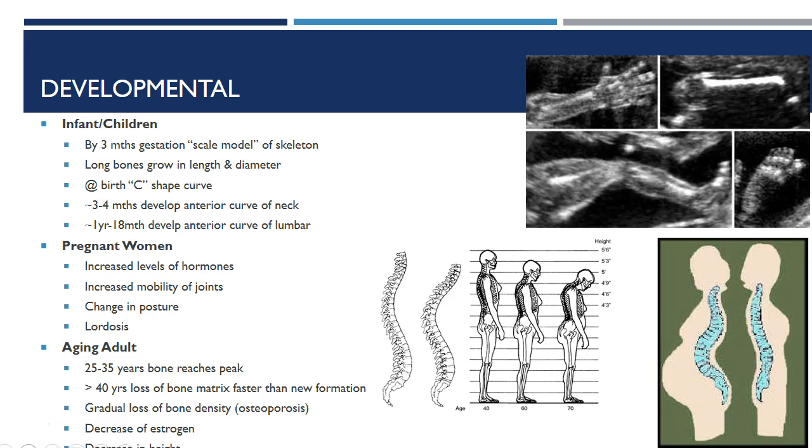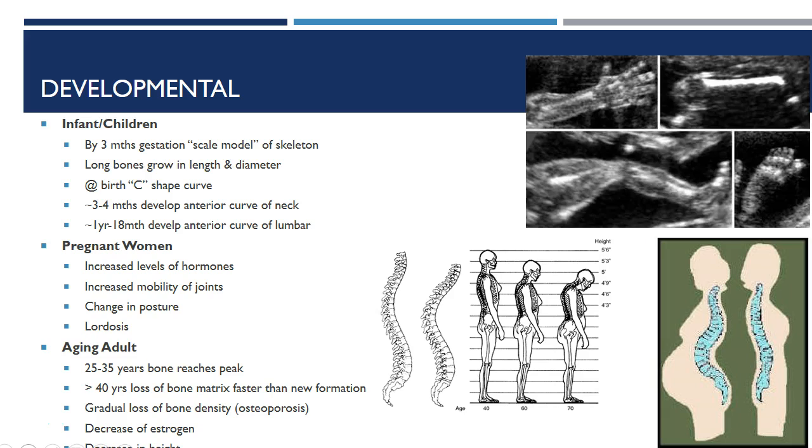Then we have developmental considerations. So with our infants and children, before an infant is even born, when they're in the womb, a fetus develops the skeletal model of the skeleton by 3 months. Children have long bones that grow in length and diameter. They have more bones at birth because everything hasn't fused together. Their spine is more of a C shape.